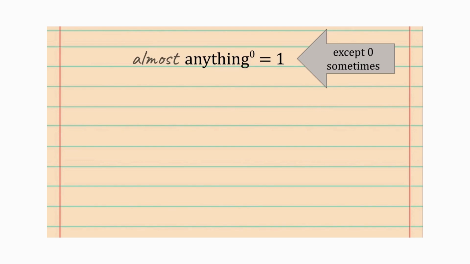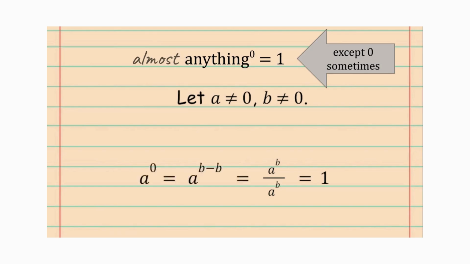To keep things from getting awkward, let's assume that a and b, two values, are not equal to 0. Then a to the b divided by a to the b equals 1, because of course it is. But a to the b divided by a to the b is also equal to a to the b minus b. Power divided by power, subtract the exponents, which leaves us with a to the 0. So by the transitive property of equality, a to the 0 equals 1.